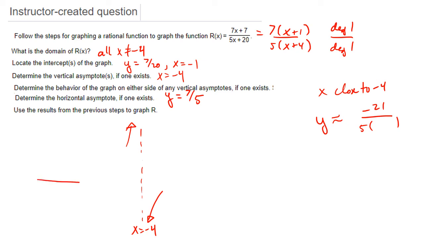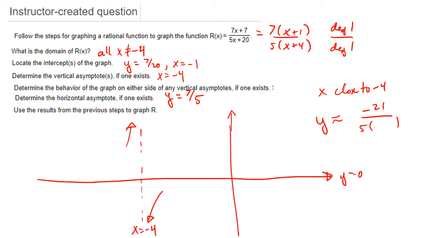Now I'm going to go ahead and complete the graph by putting down my axes. Here's y equals 0. Here's x equals 0. I also want to label, let's see, the horizontal asymptote, which is y equals 7/5. So I'll put that up here. I may need to move some stuff I already drew just in the interest of space.